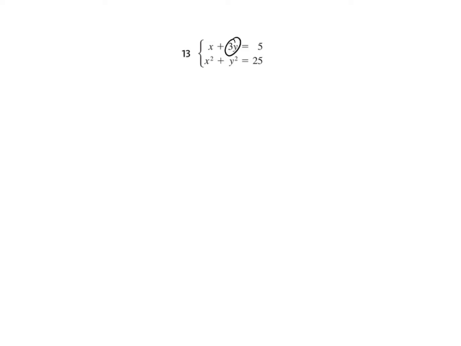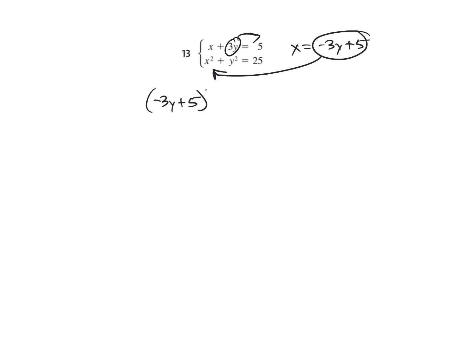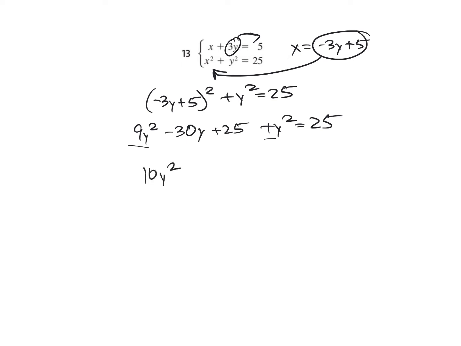Okay, so again, solve for one of the variables. I'll choose x in the top one, negative 3y plus 5, and substitute it in there. Negative 3y plus 5, got to square it, plus y squared equals 25. So that's going to be 9y squared minus 30y plus 25 plus y squared equals 25. So 9y squared and y squared is 10y squared minus 30y. And if I subtract 25 to the left, that goes to 0, leaving 0 on the right as well.